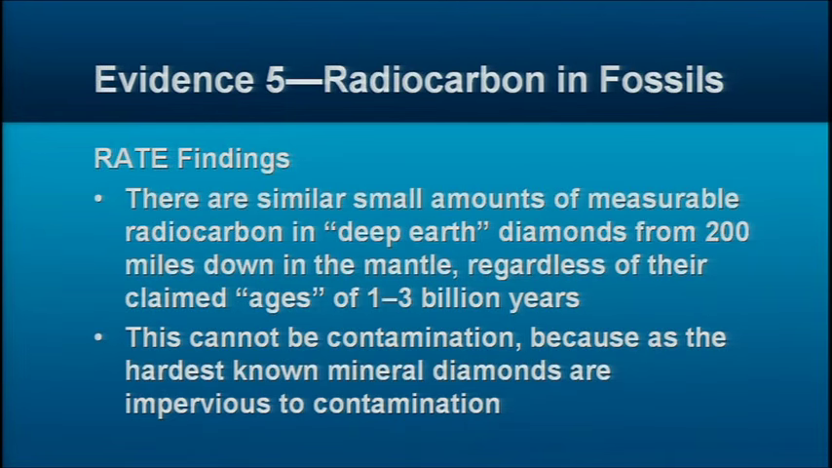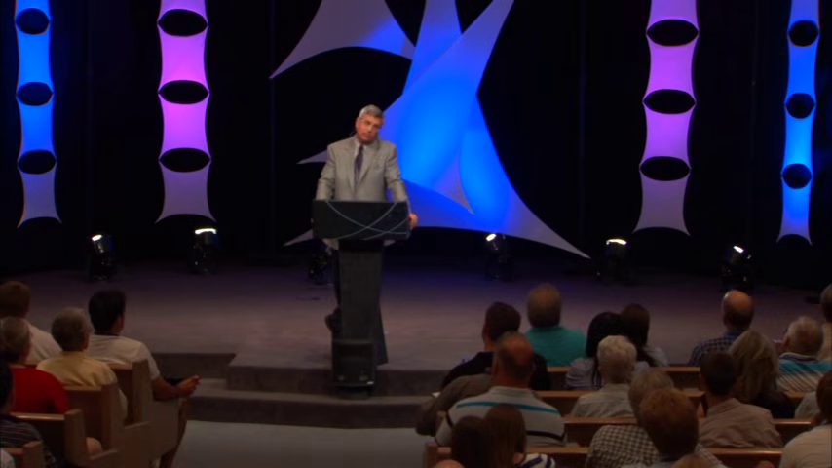And the same with the deep earth diamonds. These diamonds come from 200 miles down inside the earth. Most people don't realise they come from 200 miles down inside the earth by explosive volcanic action in just about 2 hours. And yet they had radiocarbon in them regardless of their claimed billions of years ages. And with a diamond, this can't be contamination because diamond is the hardest substance known and it's impervious to contamination. So this has to be radiocarbon that is in situ to the diamonds when they formed at the time the earth formed.